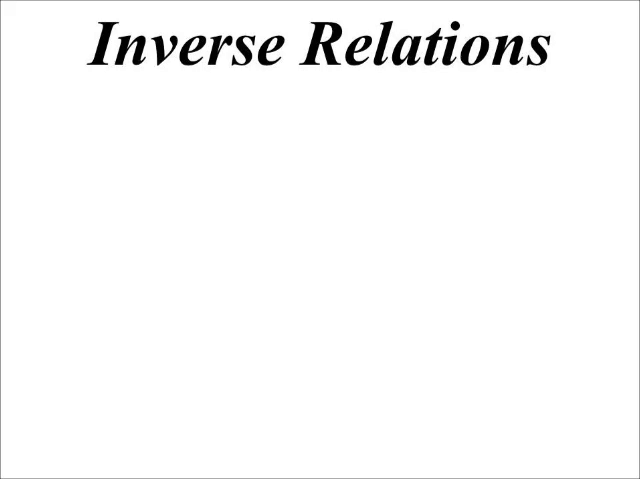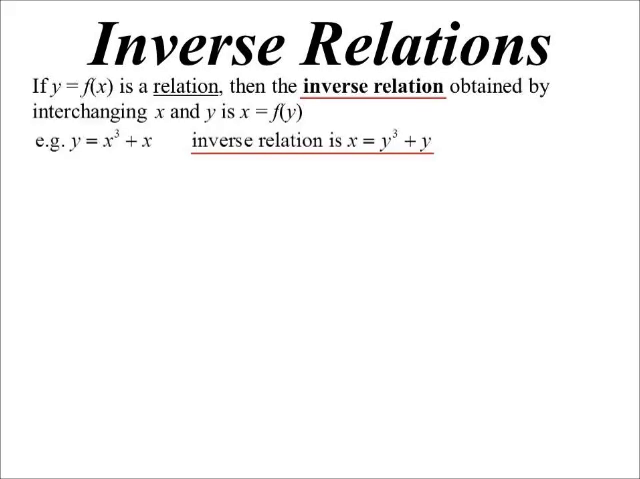So what is an inverse relation? It's simply this. If y equals f(x) is a relation, then its inverse relation is simply found by swapping the x and y's. So x becomes f(y). Whatever that new one is becomes the inverse relation.